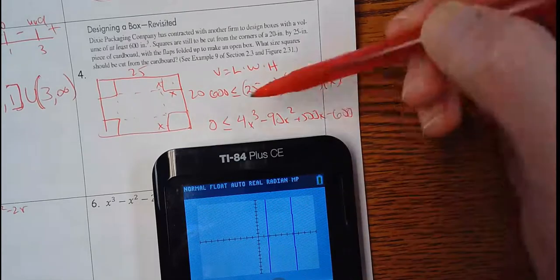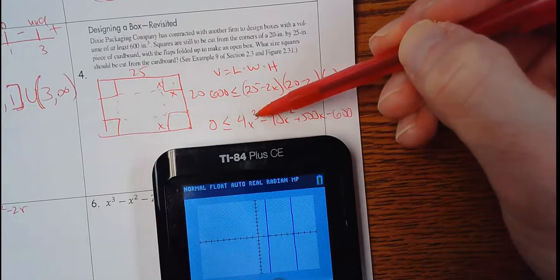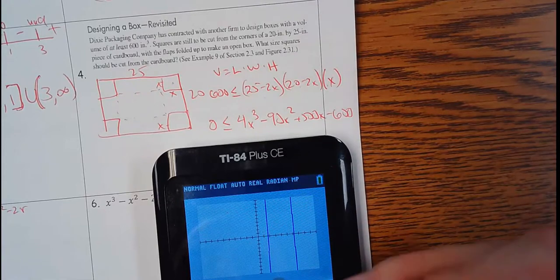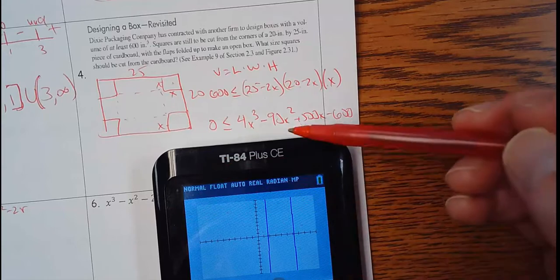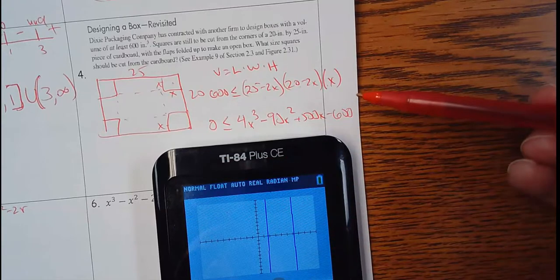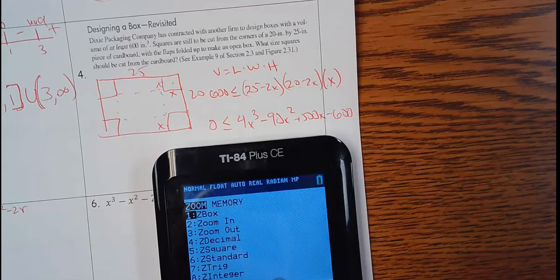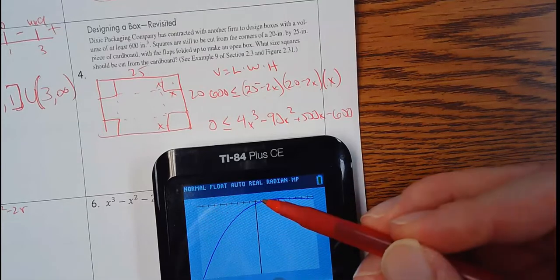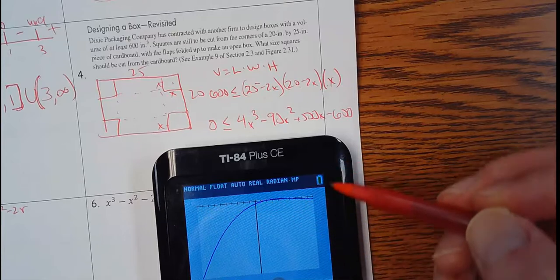I know that it is a positive cubic, so it should make an N shape. So now, did it come up, come down, and then back up? That's what I need to figure out here. So let's go to zoom and see if I can get this to fit into one screen. So it looks like it did come up, come back down, and it should come up again somewhere over here.